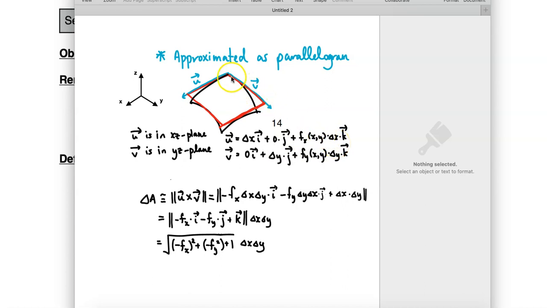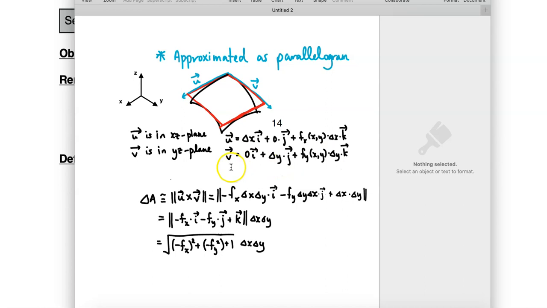Likewise, vector v goes in the x direction by 0. It moves in the y direction by a certain amount delta y, and then it goes up or down by the slope times delta y.